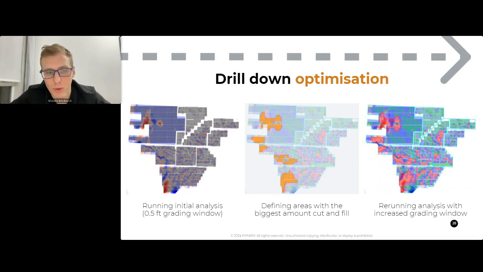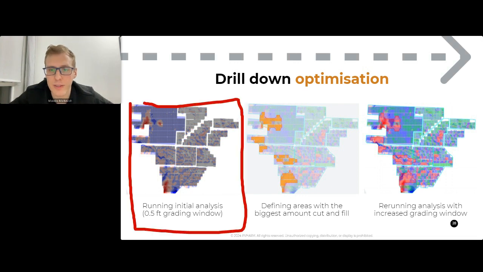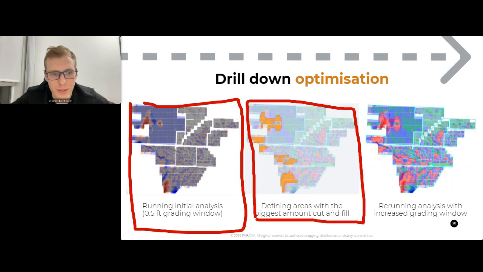Everything we talked about before was quite low-hanging fruit. It was quite straightforward that we needed to run those options to find the best balance, or the best trade-off, to make. But there is an opportunity to collect more insights, or rather more efficiency, by doing drill-down optimization. In PVFARM, we support a flow where you can run an initial analysis, let's say with a half feet grading window, as you can see here. Then you can define the areas with the biggest amount of cut and fill, and apply a different grading window to those areas.